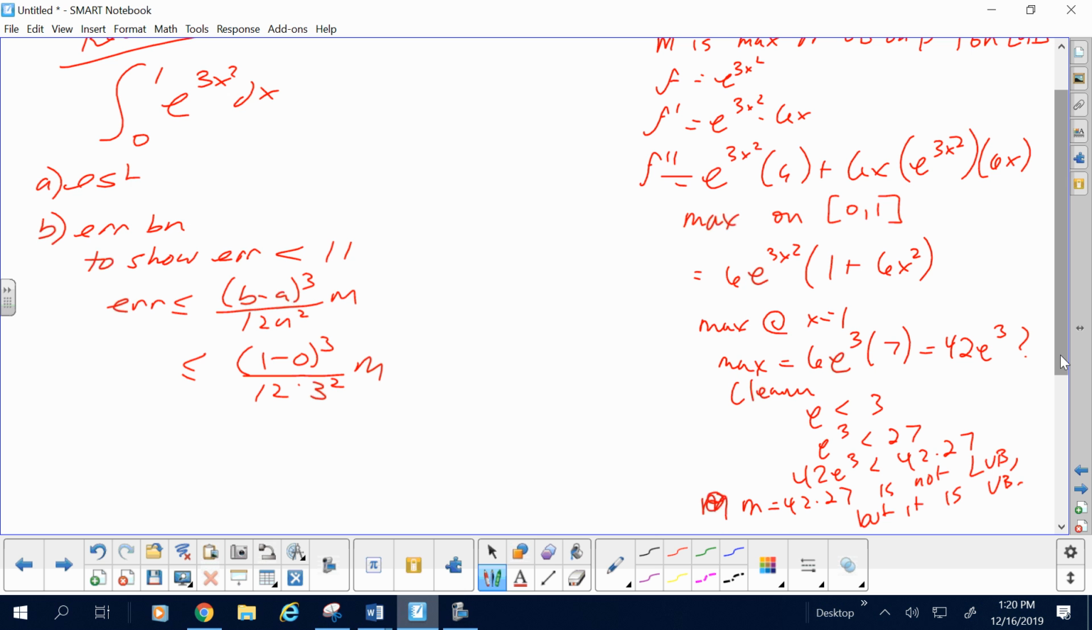And it's a lot cleaner to work with. In my note then, when I said use the fact that e is less than 3, then let's say that the error is less than or equal to 1 over 12 times 3 times 3. And for m, I'm going to use a nice clean m of 12 times 27. The reason being, it'll be easier to show that's less than 11 than that big mess of e cubed times 42. I'm trying to demonstrate this is less than 11.